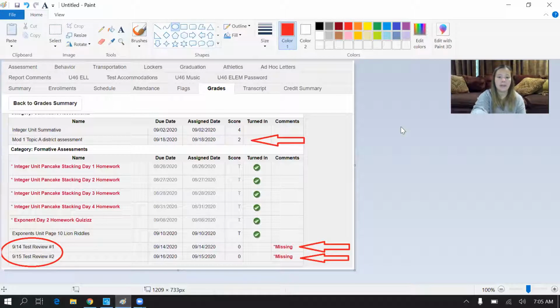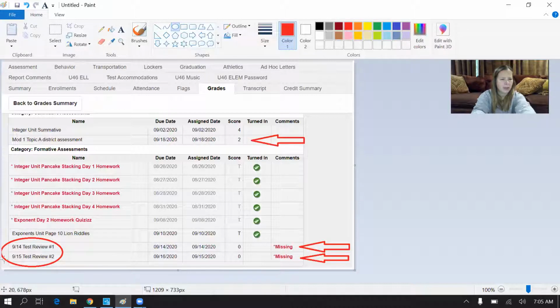Okay. If I were this student right here and I pulled up my Infinite Campus, I would see that I got a 2 on the test. Right? Here's my test grade right here. I would see that I got a 2. Now I want to get a 4 because I want to keep my grade as an A in math. So what do I need to do in order to retake that test?